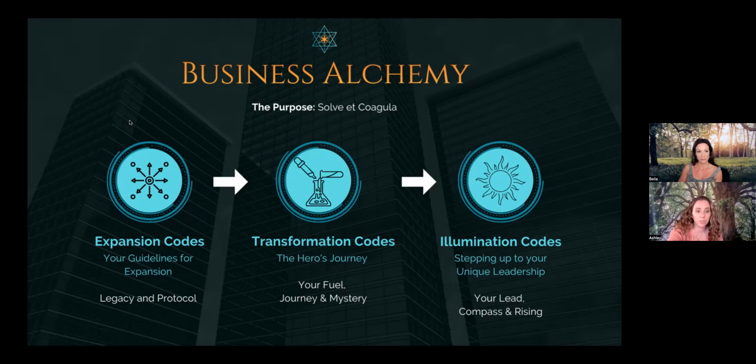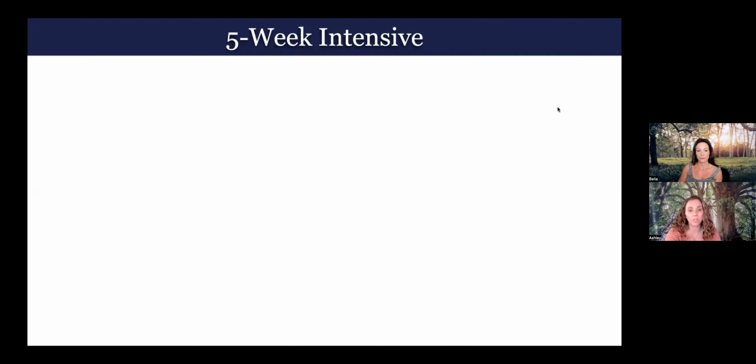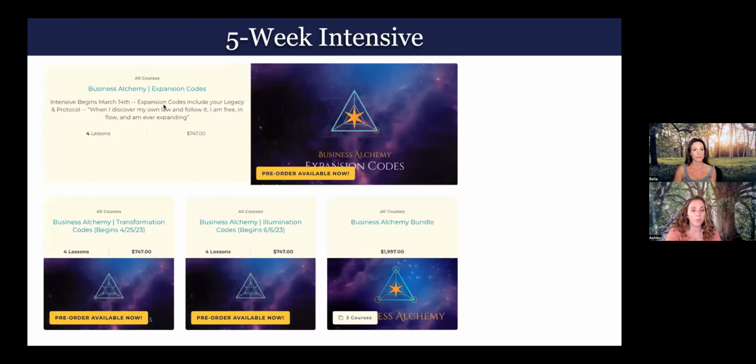So this is one of the 5-week journeys. It's the one that we start next week on the 13th of March. This is where we're going to go into your expansion codes. Then we'll go into transformation codes and illumination codes. But for now, the invitation is for you to deepen your experience with those expansion codes with Jupiter. The investment is $747 for the 5 weeks.